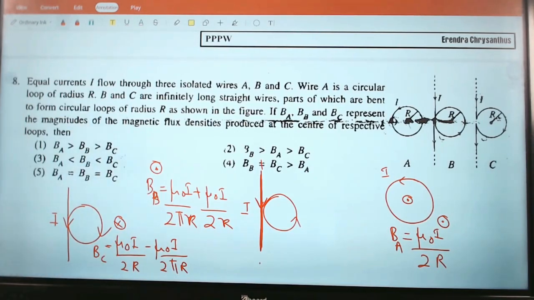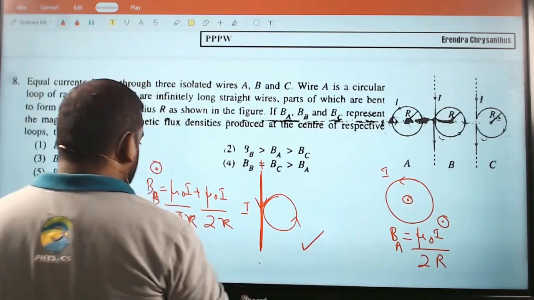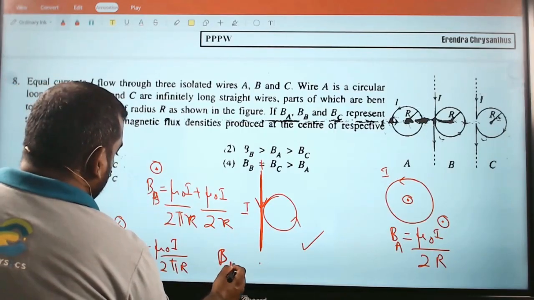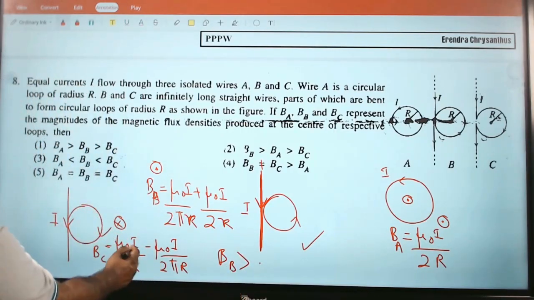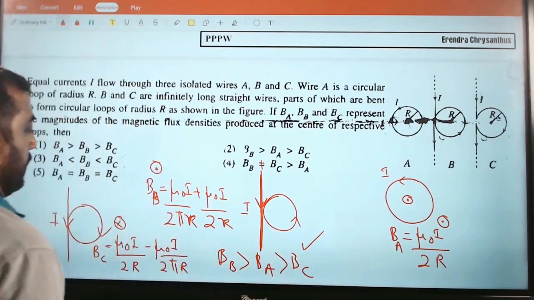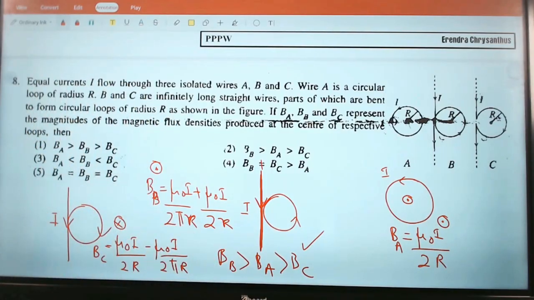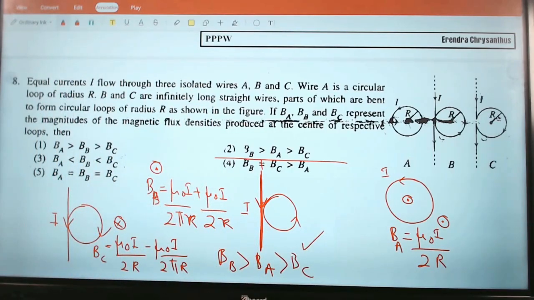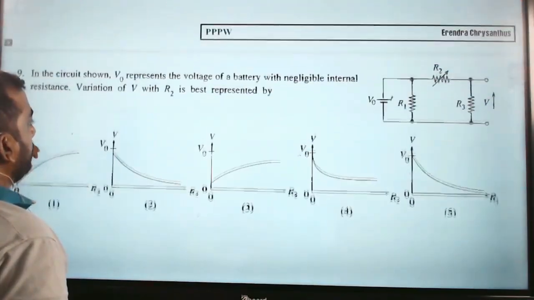They are asking which one is bigger. Obviously this is going to be bigger, no? So BB is bigger. He is going to be smaller. BB is larger than BA, larger than BC. Correct answer is answer number 2. Right. Moving on.